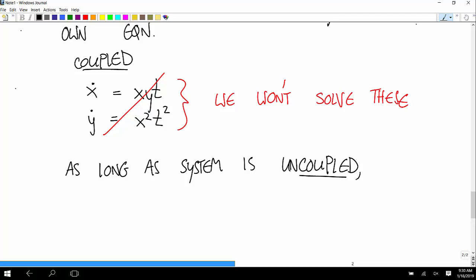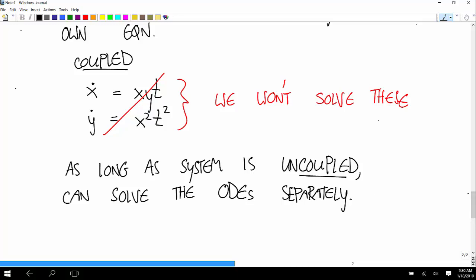Then you just solve those as two separate differential equations. They each have their own boundary conditions. Okay, and so it's a system, but to you, it's just two differential equations problems. Separate.